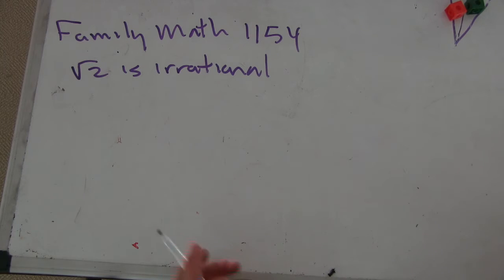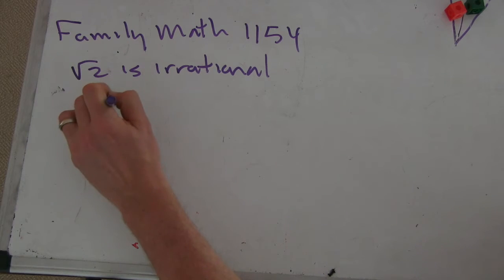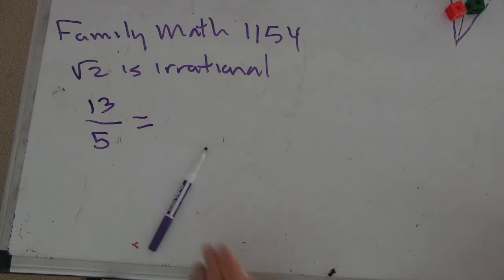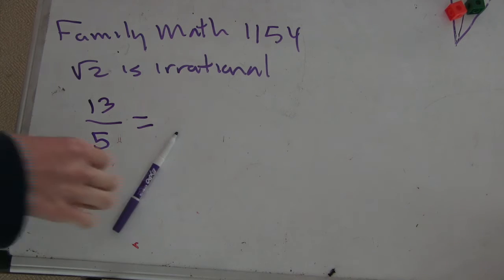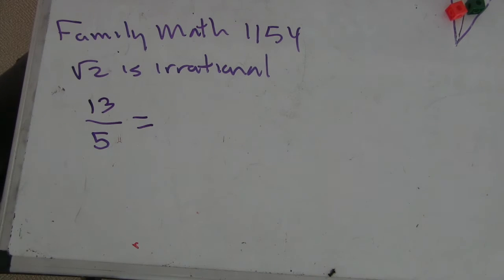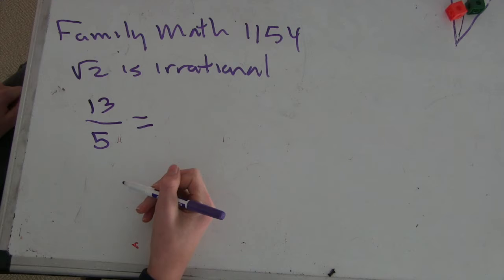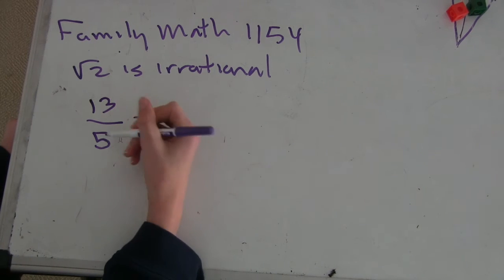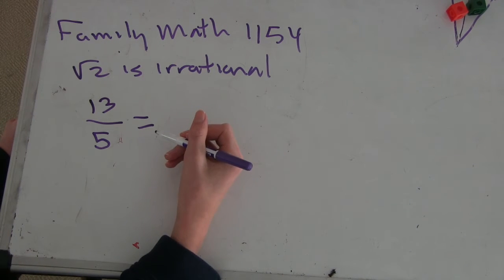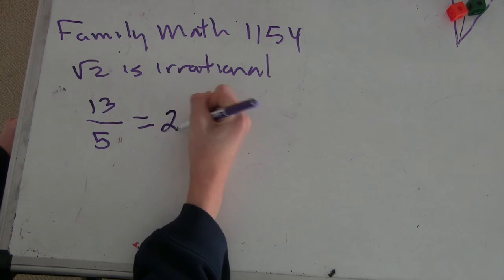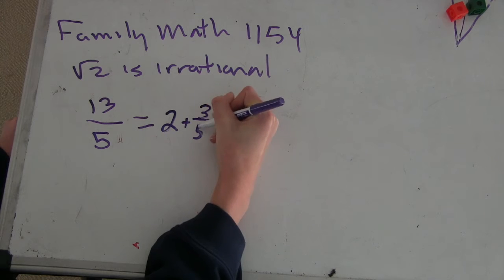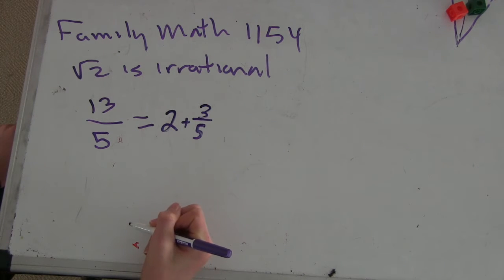Okay, so let's pick a number like 13 fifths. Do you know how to write that as a continued fraction? Okay, so you have to split the fraction first. So maybe split it into 2 plus 3 fifths. That's right. So the first step is to split it into the integer part and the non-integer part, with any number.